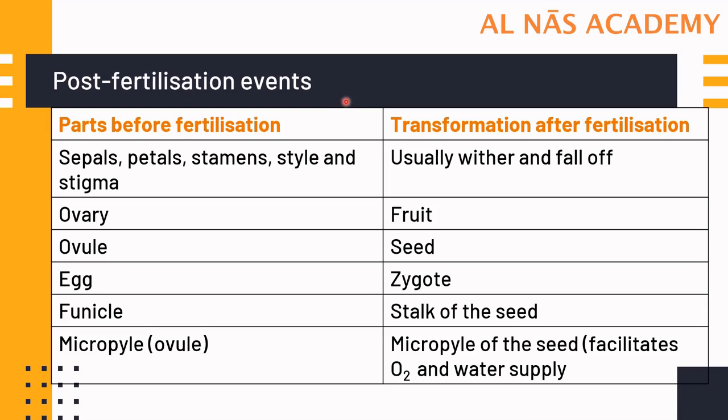Let us see the changes that take place in post-fertilization events. The parts before fertilization, such as sepal, petal, stamen, style and stigma, usually wither off and fall off. Then ovary gets converted into fruit, ovule gets converted into seed, egg forms zygote, and funicle is the stalk of the seed. In the ovule, micropyle is present, and that micropyle of the seed facilitates oxygen and water supply.